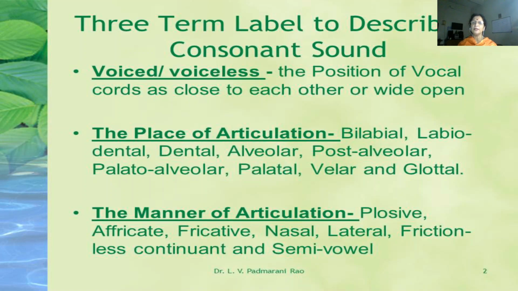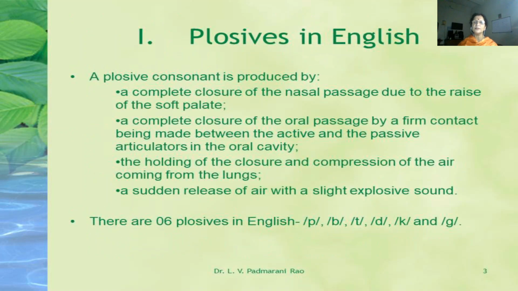We shall be dividing all the consonantal sounds in English according to the manner of articulation and discuss them in the coming slides. The very first manner of articulation is plosive. Let's understand what a plosive is.